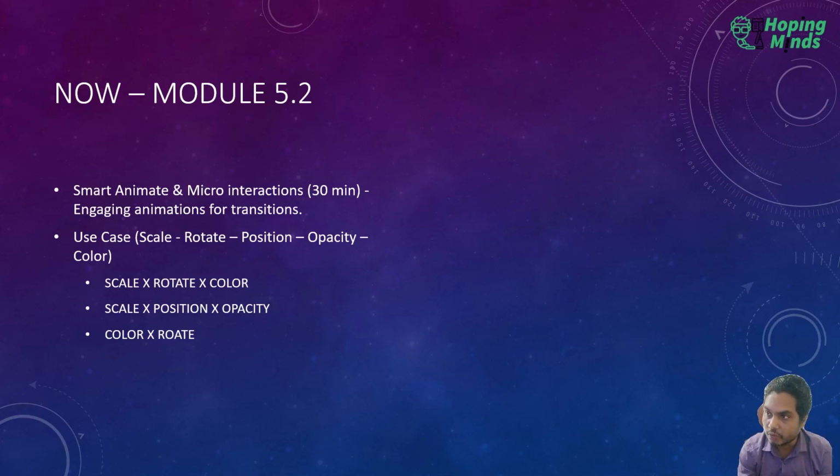So let's go ahead and deep dive into smart animation within Figma, and we'll start with scale, rotate, and color. I'll just copy these parameters and place them within Figma, so you would be able to see what exactly I'm doing and will remember this.